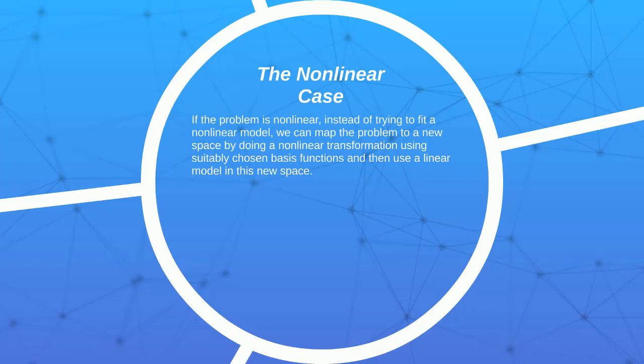If the problem is nonlinear, instead of trying to fit a nonlinear model, what we can do is map the problem to a new space by doing a nonlinear transformation, using suitably chosen basis functions, and then use a linear model in this new space. The linear model in the new space corresponds to a nonlinear model in the original space. This approach can be used in both classification and regression problems, and in the special case of classification, it can be used with any scheme. In the particular case of support vector machines, it leads to a lot of different simplifications.